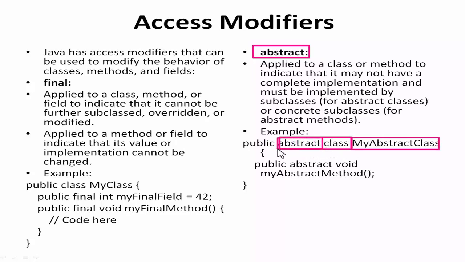Inside the class that has the keyword abstract, you declare the particular method. Here you have declared public abstract void myAbstractMethod. Void means it doesn't have any return type. So here you have declared a particular method as abstract, and the implementation part should be completed by the child classes or other methods.